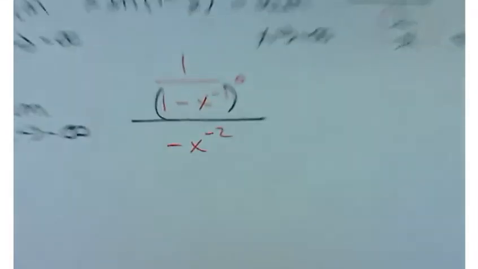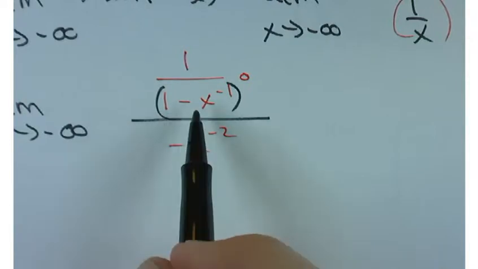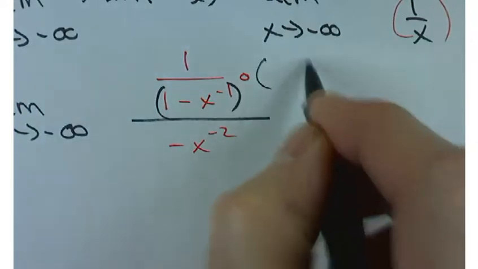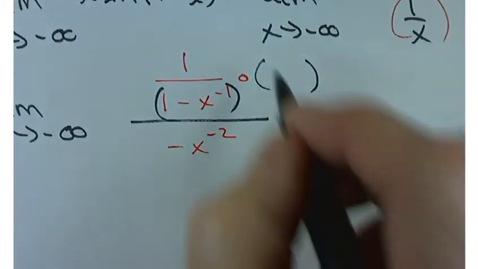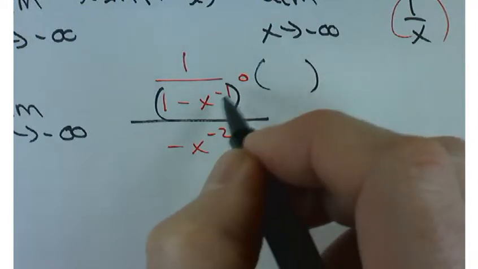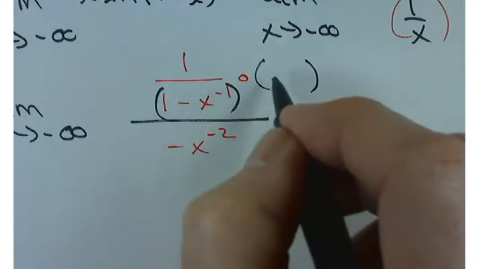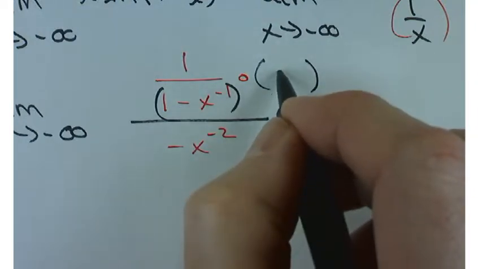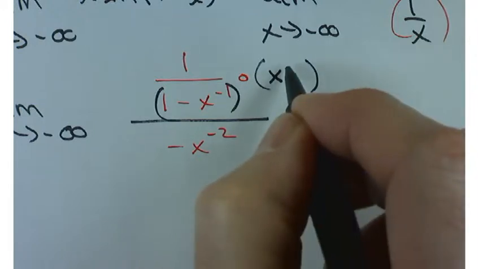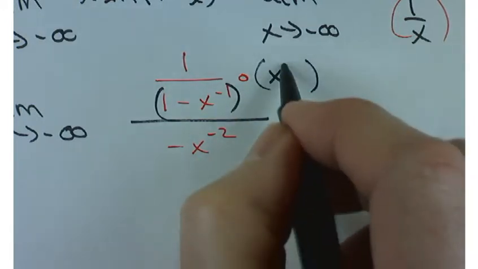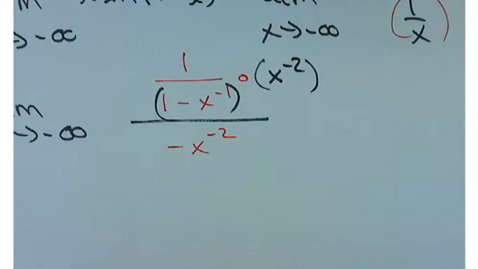What am I going to get when I differentiate 1 minus x to the negative first? Negative 1 times negative 1 would be positive. Oh, so positive 1x to the negative 2? Yeah. X to the negative 2 power.